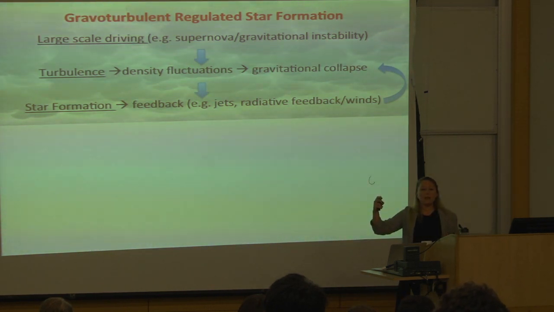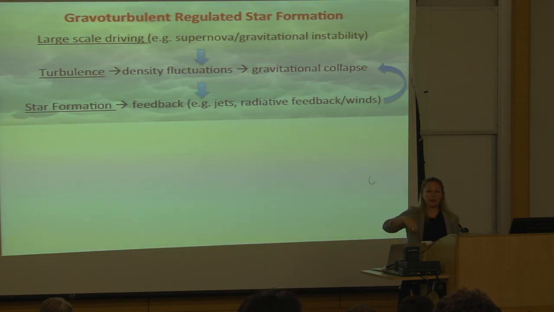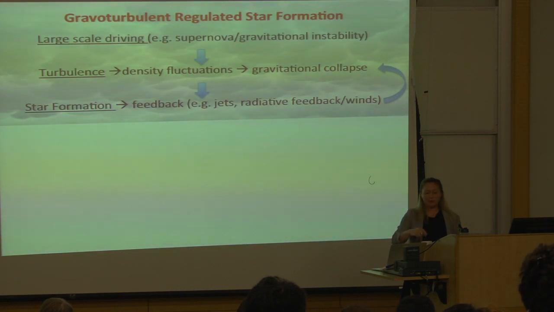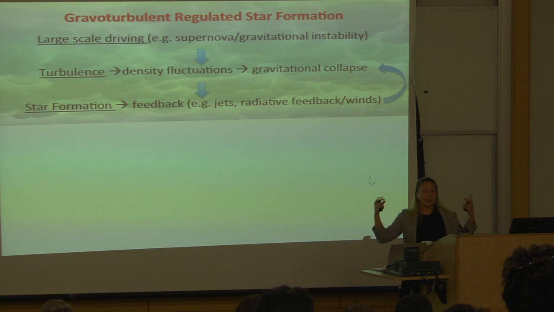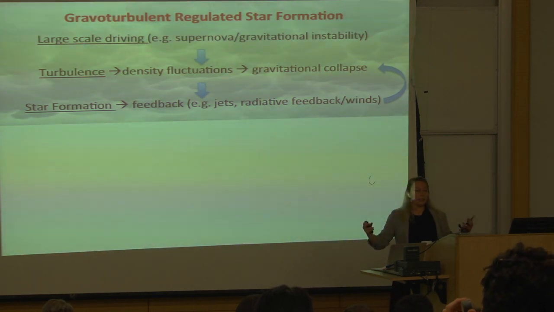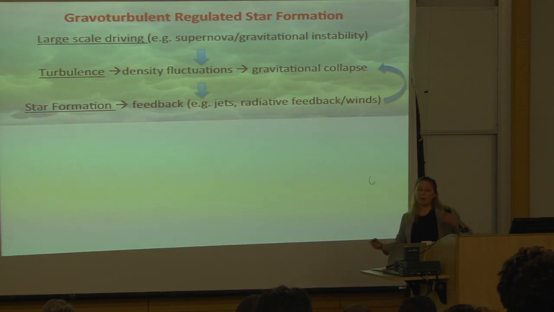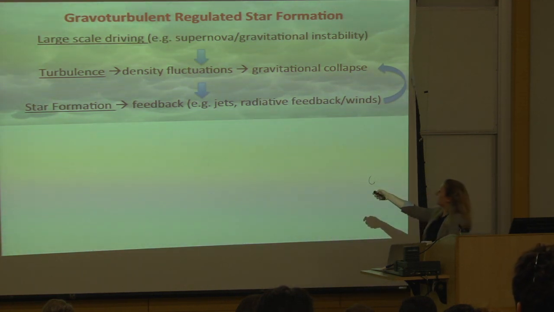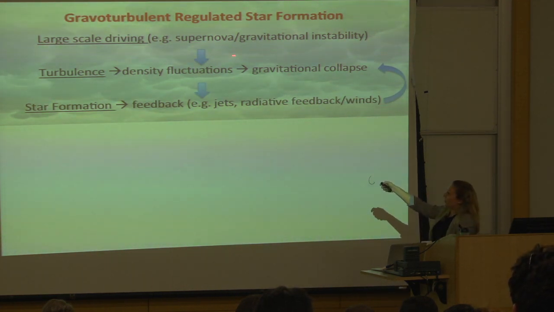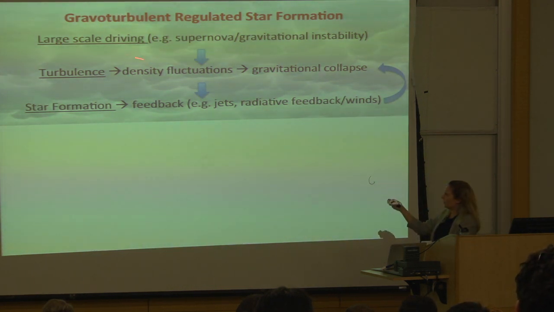So you can either think of this as stirring your coffee in your coffee cup and mixing your milk, so you'd have a driving scale of roughly the size of your cup. Or you can think of this as a galaxy which has large-scale energetic processes like supernovae or gravitational instabilities or torques in a disk. Those also are, in some sense, the largest scale drivers in our universe. So that's the stirring of the coffee cup here.